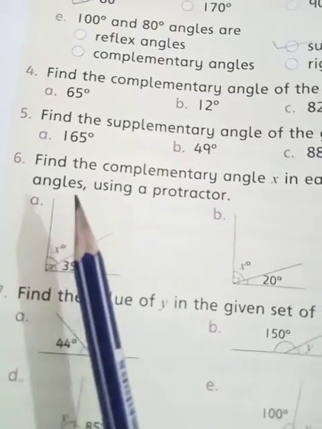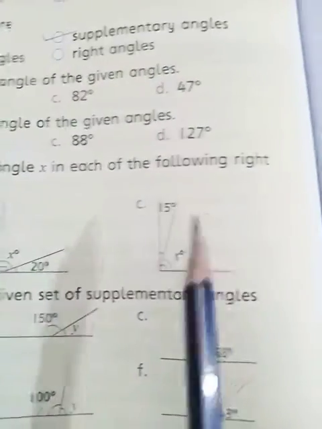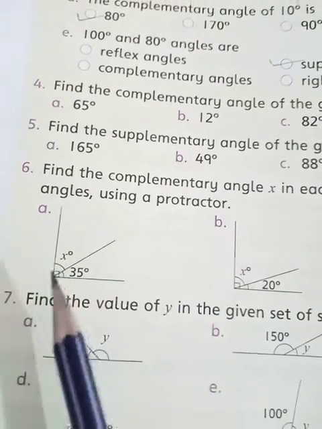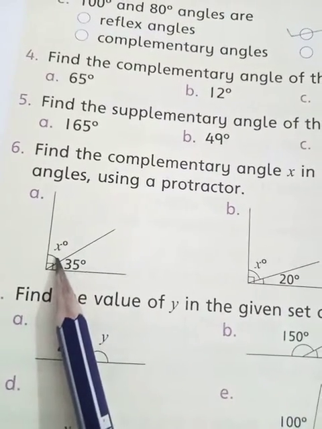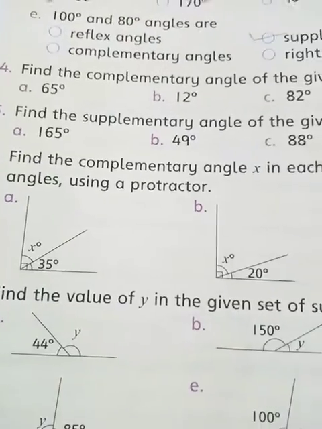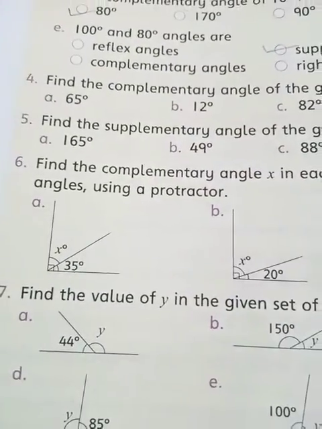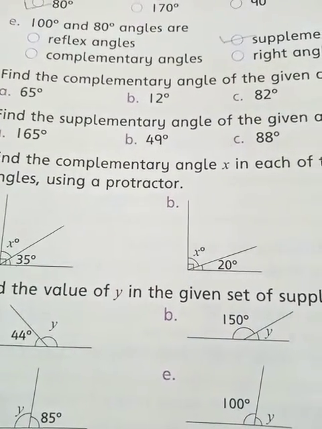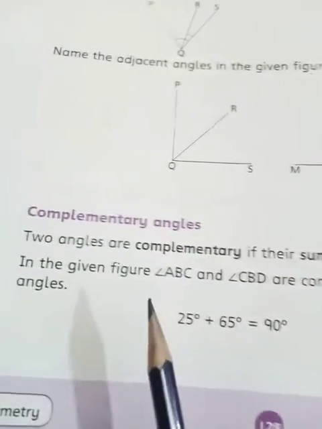Read question number 6 with me. Find the complementary angle x in each of the following right angles using a protractor. We have been given angles and we have to find the unknown angle with the help of protractor. What is protractor? Protractor is D. Okay. So, and we have to find the complementary angle. Complementary angle, remember, two angles are complementary if their sum is 90 degree.